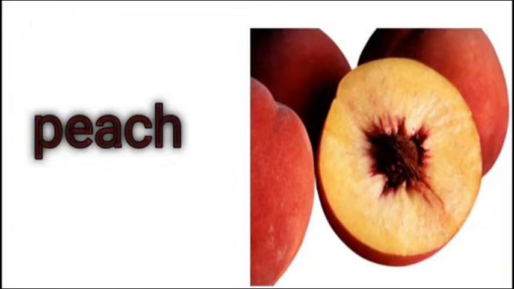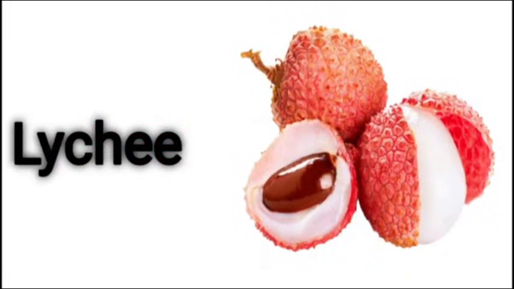This is a peach. Peach is start from P. This is a lychee. Lychee is start from L. This is a blueberry. Blueberry is start from B.